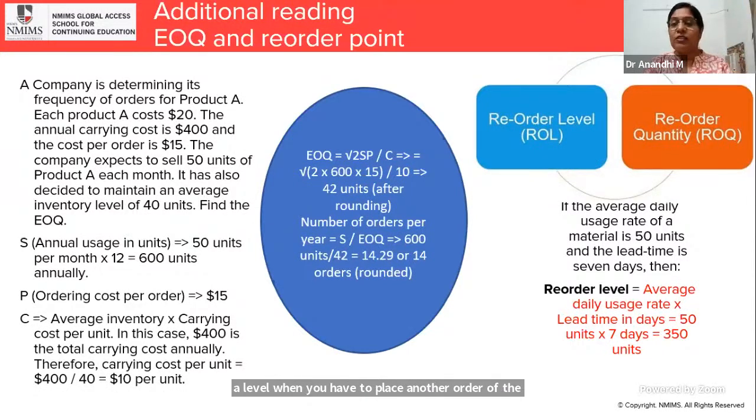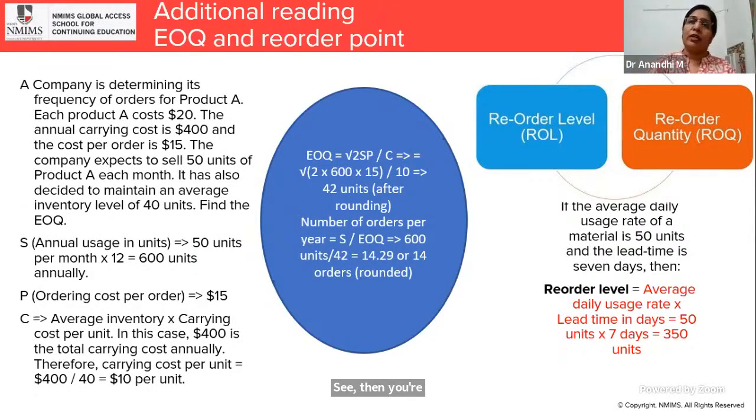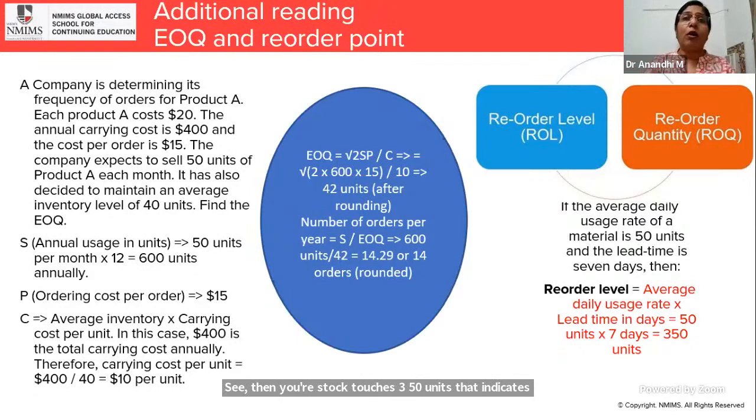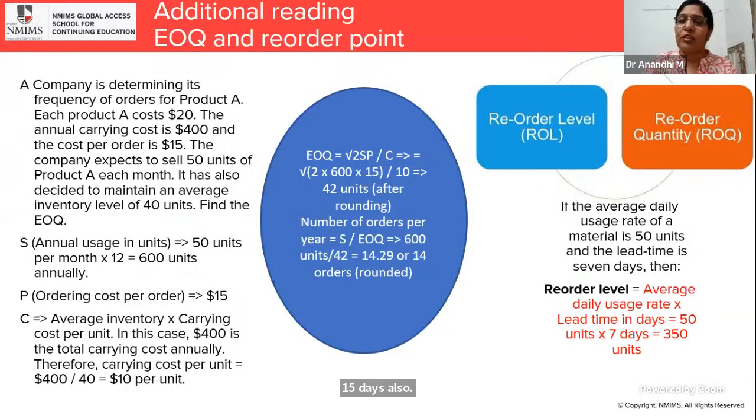When your stock touches 350 units, that indicates that you have to place another order, and your economic order quantity will tell you how much to place, maybe 268 units or 350 units. This 350 units may be touched in a week, or in 10 days, or in 15 days also. So the frequency of order we can't say, and there is not going to be a uniform frequency either.